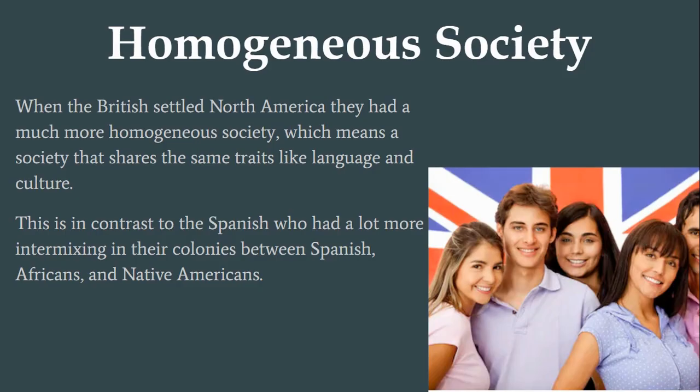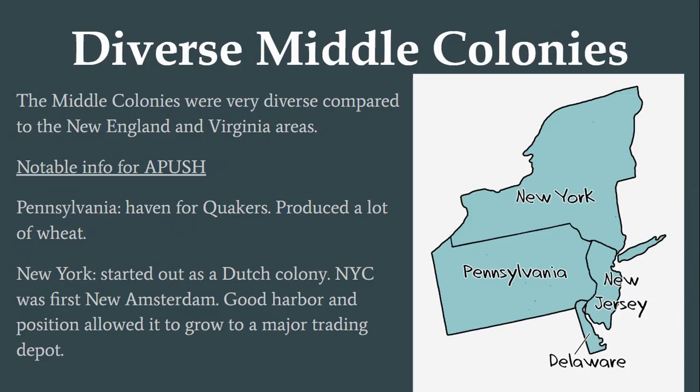Now on to the Middle Colonies, which were very diverse compared to the more Puritan New England and cash crop-focused Virginia areas. There's a lot I could say about all of these colonies, but let's keep it brief to just the notable information for APUSH. Pennsylvania will be secured as a safe haven for pacifist and nonconformist Quakers, and that colony will focus on wheat production. And New York actually started out as a Dutch colony, with New York City being first called New Amsterdam. After some shenanigans in Europe, the Dutch basically gave New York to the British. The now New York City is known for its good harbor and position on the East Coast that allowed it to grow to a major center of trade.